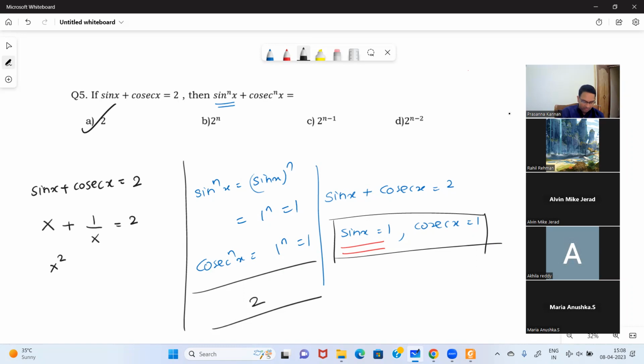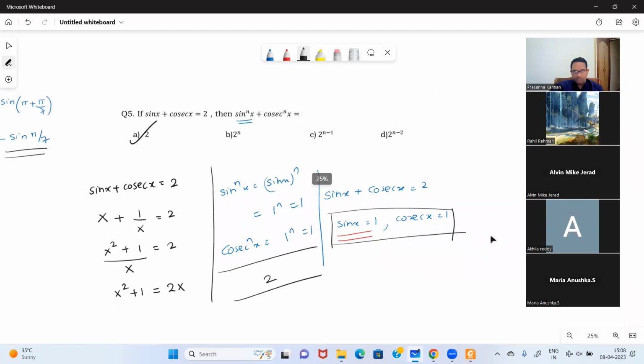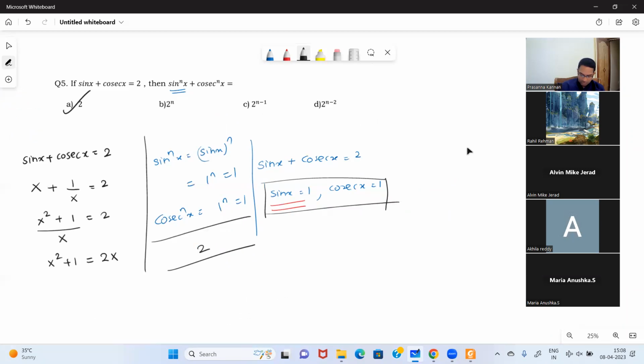So if you take LCM, what do you get? X square plus 1 by x is equal to 2. So x square plus 1 is equal to 2x. If I bring it to the other side, x square minus 2x plus 1 equals 0. Isn't it x minus 1 whole square? So what is x? 1. So x is 1 means sin x is 1. Then what will be cosecant x? 1. Exactly. So that's what I directly told you without doing this part.